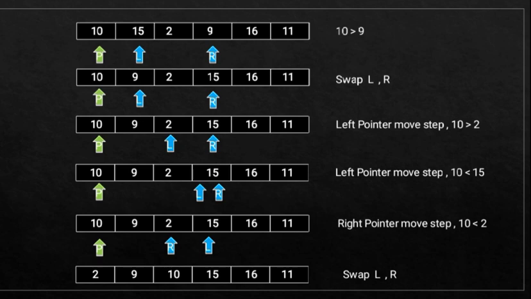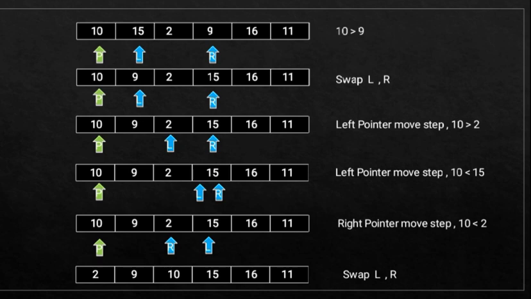Now we compare the left and pivot value. The pivot value is 10 and the left variable is 15. So the condition is false. So the right variable moves one step left. Now we compare the right variable and the pivot value. The pivot value 10 is greater and the right variable 2 is less than. So in this scenario, you don't swap the left pointer variable and the right pointer variable.